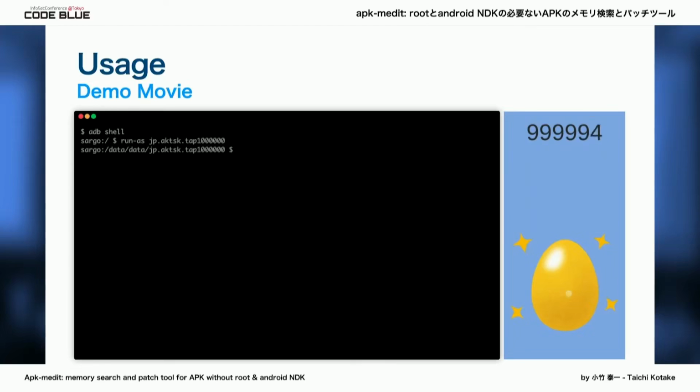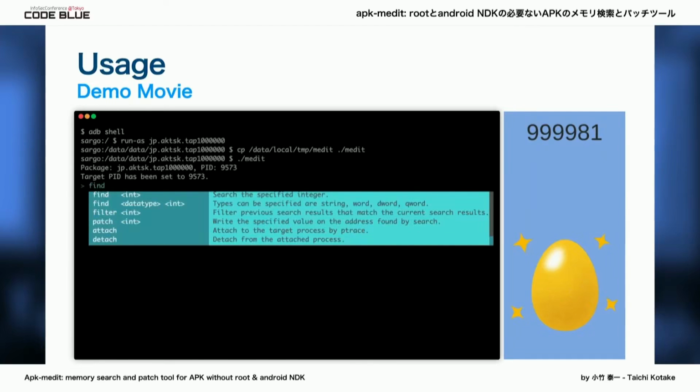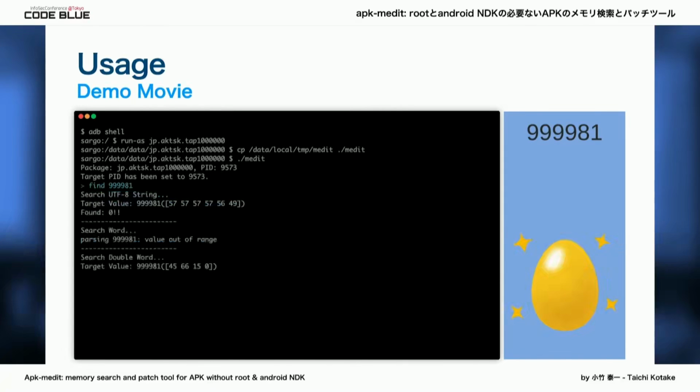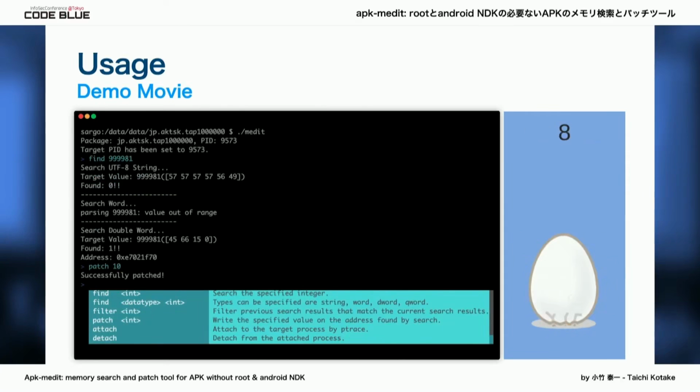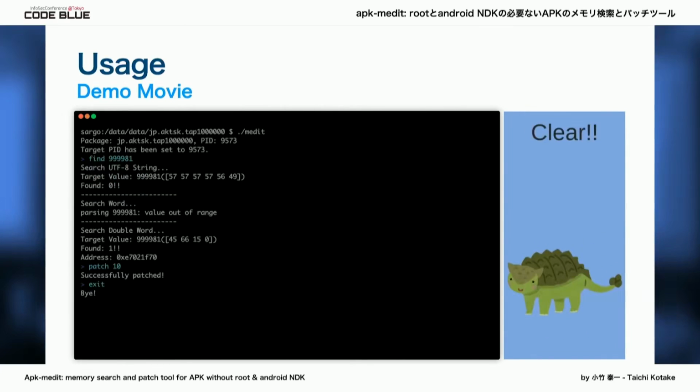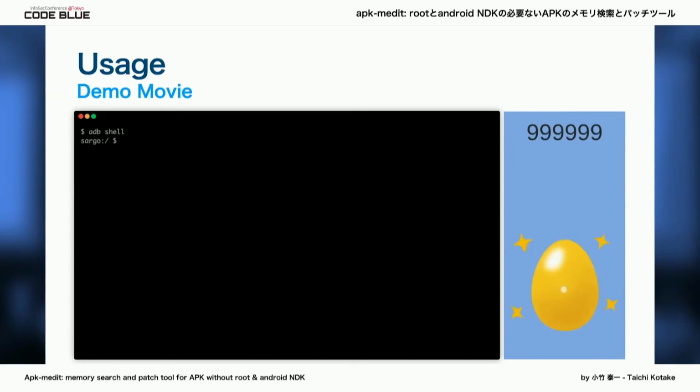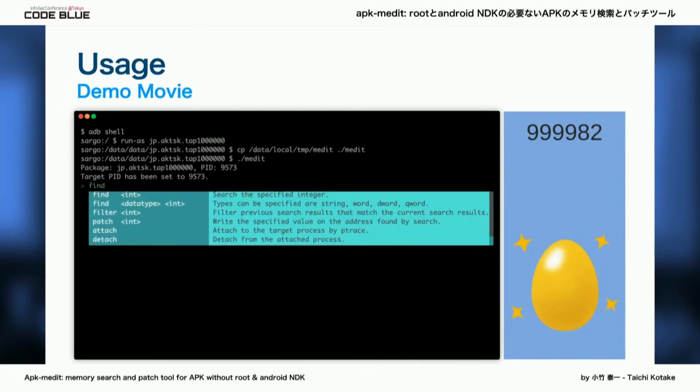Now let's watch the demo video. This is how APK medit is used for a game that can be cleared by tapping 1,000,000 times. The find command is used to find the value displayed in memory. If you find where the value is in the memory, you can use the patch command to change it.